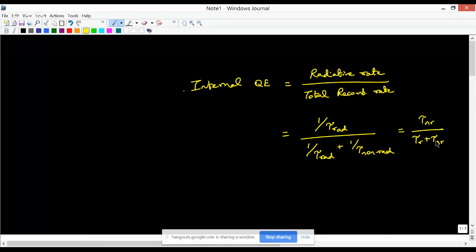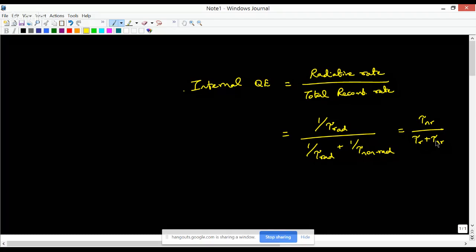So what do we mean by that? We are saying if the radiative recombination events happen faster compared to the non-radiative recombination events, then tau r is much smaller compared to tau nr, and in that case you have an internal quantum efficiency which tends towards 1, unity. Okay, so that's the maximum quantum efficiency that you can get. And so clearly that is what is preferred as far as light emission is concerned.